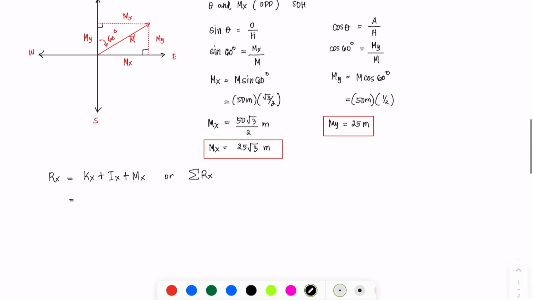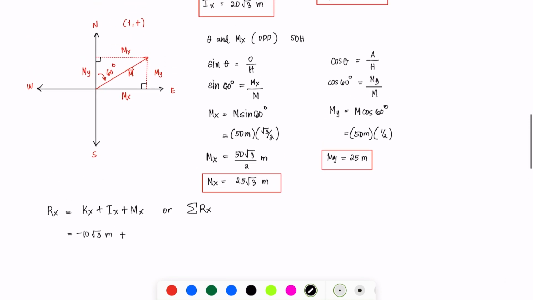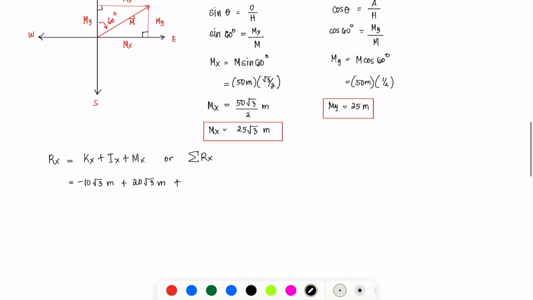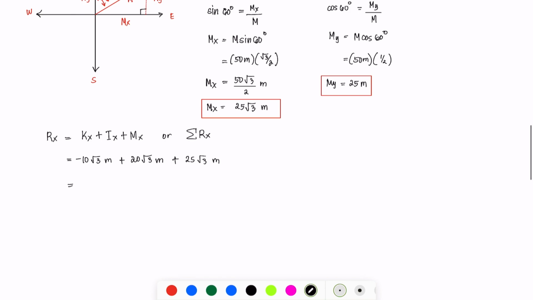Looking back at our answers, you get K sub x to be negative 10 square root of 3 meters. Your I sub x is simply 20 square root of 3 meters. Your M sub x is 25 square root of 3 meters. Now we'll do a simple algebra here. Notice that each of these terms has a common term of square root of 3. To simplify this, I'm going to factor out the square root of 3. So what is left will be negative 10 for the first term, positive 20 for the second term, and 25 for the third term.